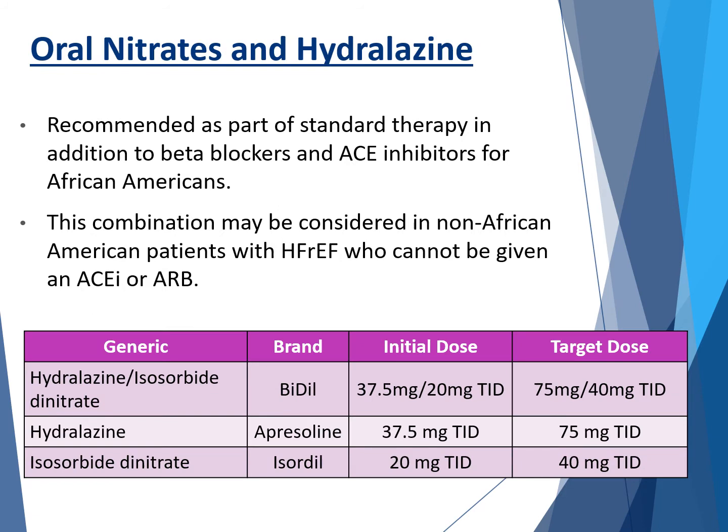The next class of agents are oral nitrates and hydralazine. And I just want to mention that really these agents should be used in combination, if at all possible, in our patients with heart failure. So Bidil is the drug of choice here. And Bidil should be initiated in all African American patients after they're already on an ACE inhibitor or an ARB or Entresto in combination with a beta blocker. And they're recommended in our African American patients because there's a study that came out that showed that they also offered a mortality benefit.